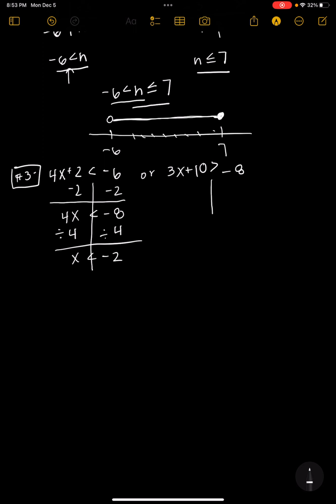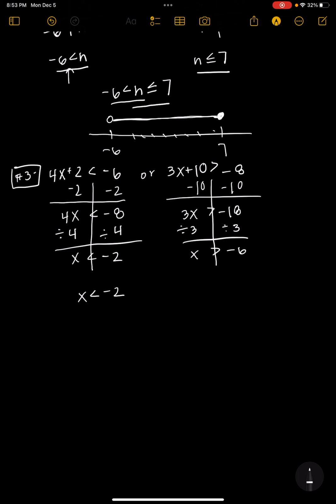And then on this one, we're going to solve for x again. So we're going to subtract 10 from each side. We get 3x is greater than negative 18. Then divide by 3 on each side to get the x by itself. We get x is greater than negative 6. So now I have x is less than negative 2, and x is greater than negative 6.